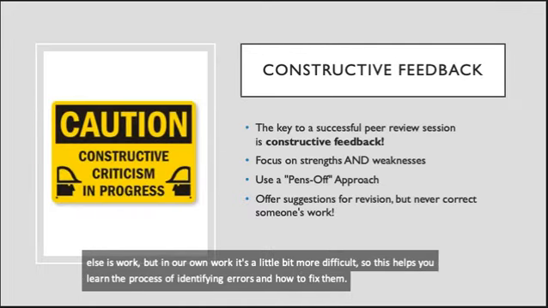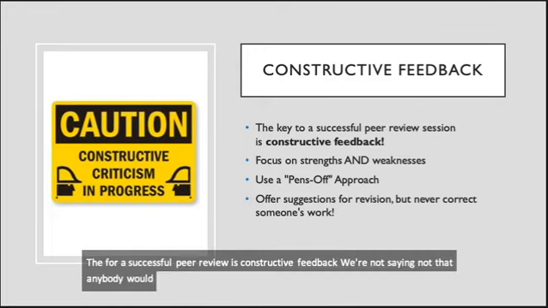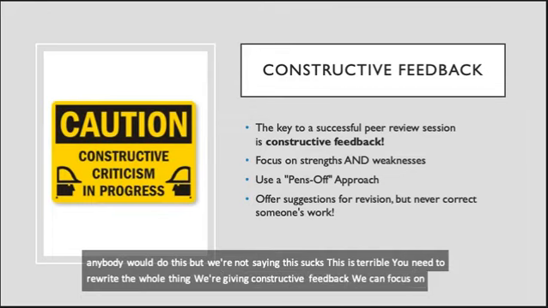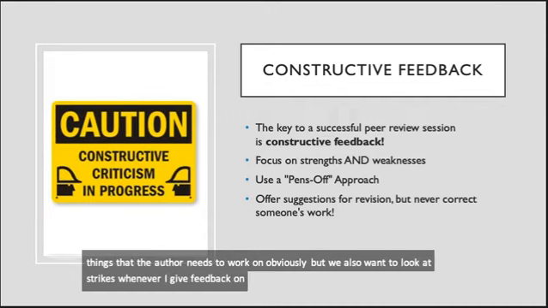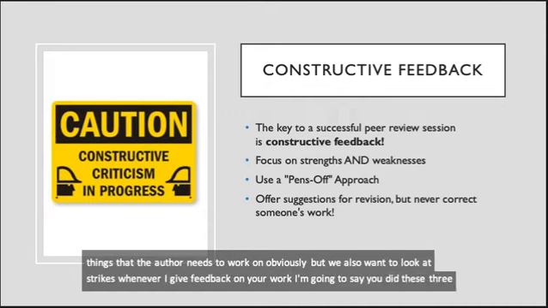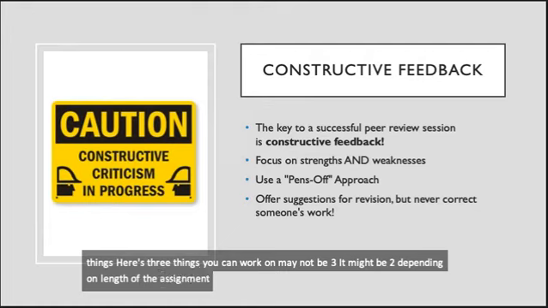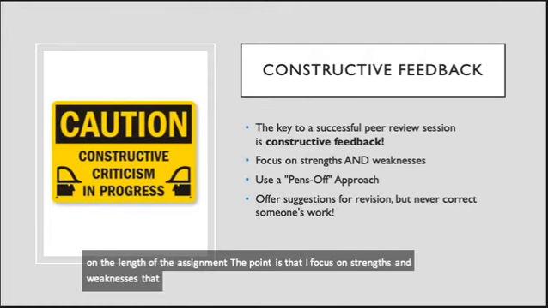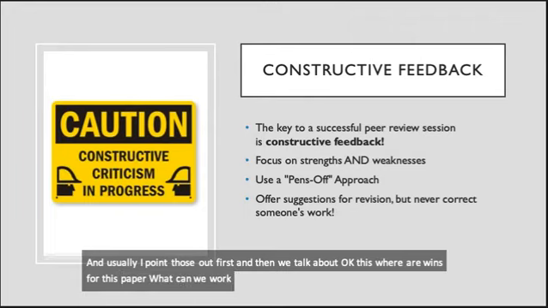The key for a successful peer review is constructive feedback. We're not saying, not that anybody would do this, but we're not saying this sucks, this is terrible, you need to rewrite the whole thing. We're giving constructive feedback. We can focus on some things that the author needs to work on, obviously, but we also want to look at strengths. Whenever I give feedback on your work, I'm going to say, you did these 3 things well, here's 3 things you can work on. It may not be 3, it might be 2, depending on the length of the assignment. The point is that I focus on strengths and weaknesses so that you know what you're doing well. And usually I point those out first, and then we talk about, okay, these were our wins for this paper. What can we work on and make better for the next paper?